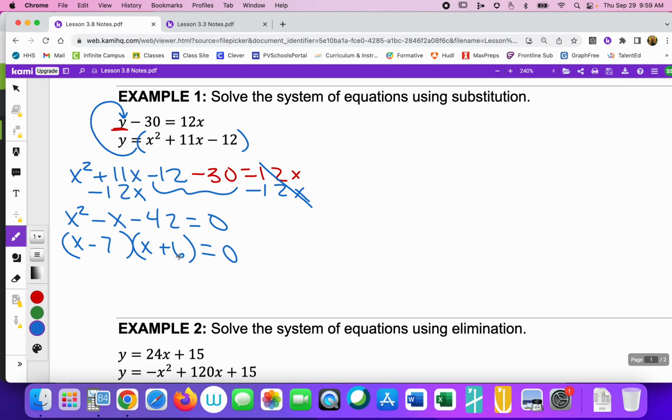Now I've factored it. How do I solve? We did this last week. Set each factor equal to 0.